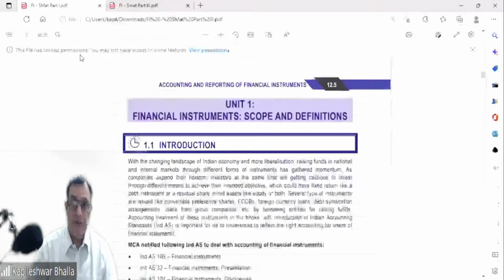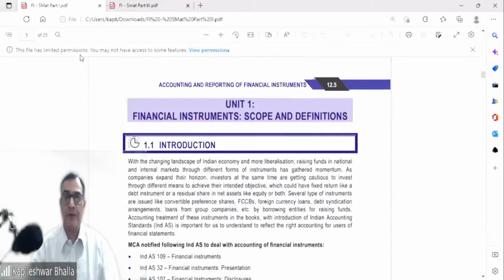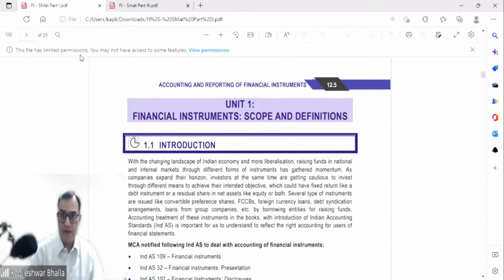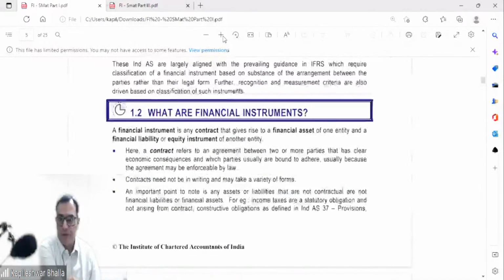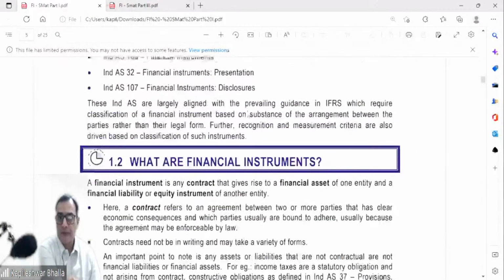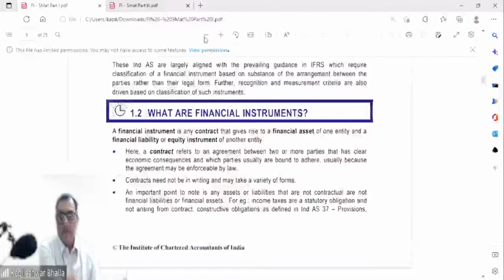So I'm going to share the study material with you. This is Unit 1 of the study material, and in this case, we can see the definitions have been covered in Unit number 1. So I'm coming to the definition which is given here. Let me zoom it a little further so you can see it very well. Okay, so I think we can have a look at the definition now.